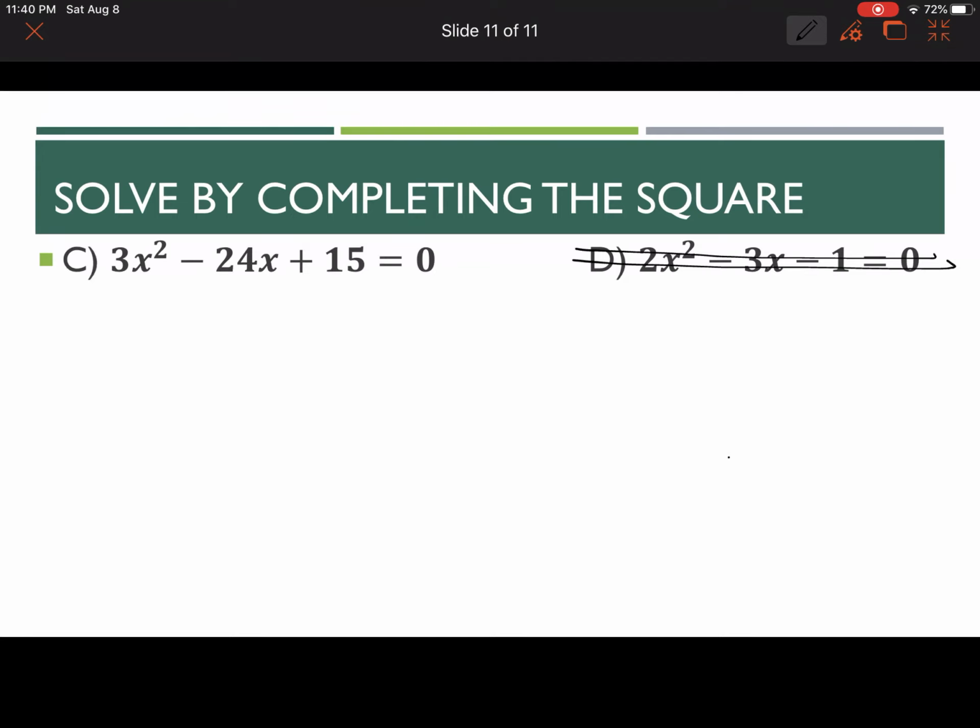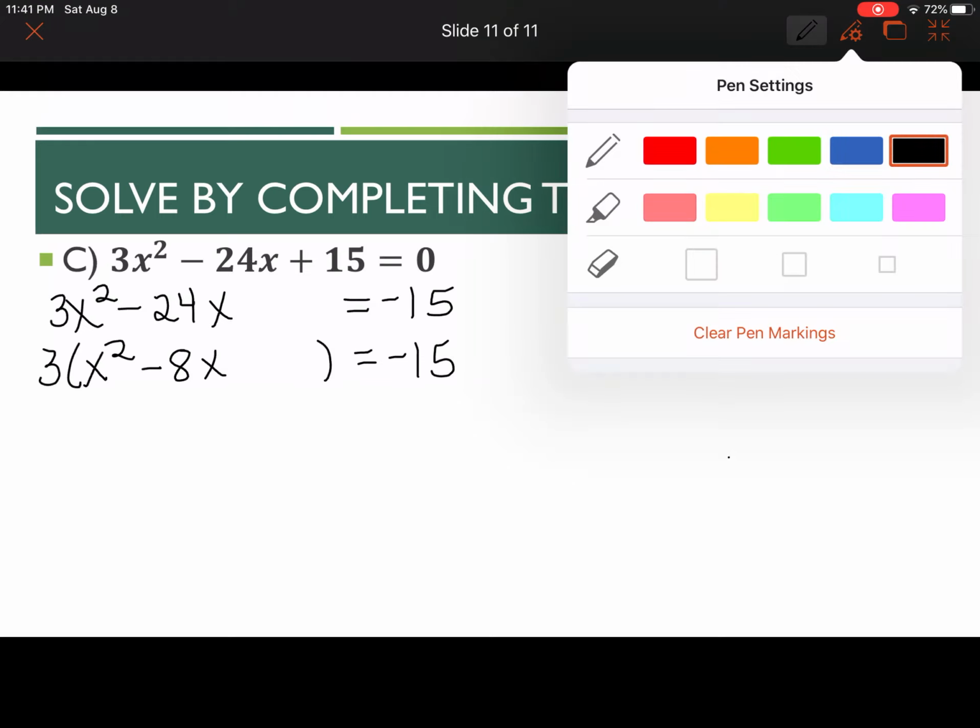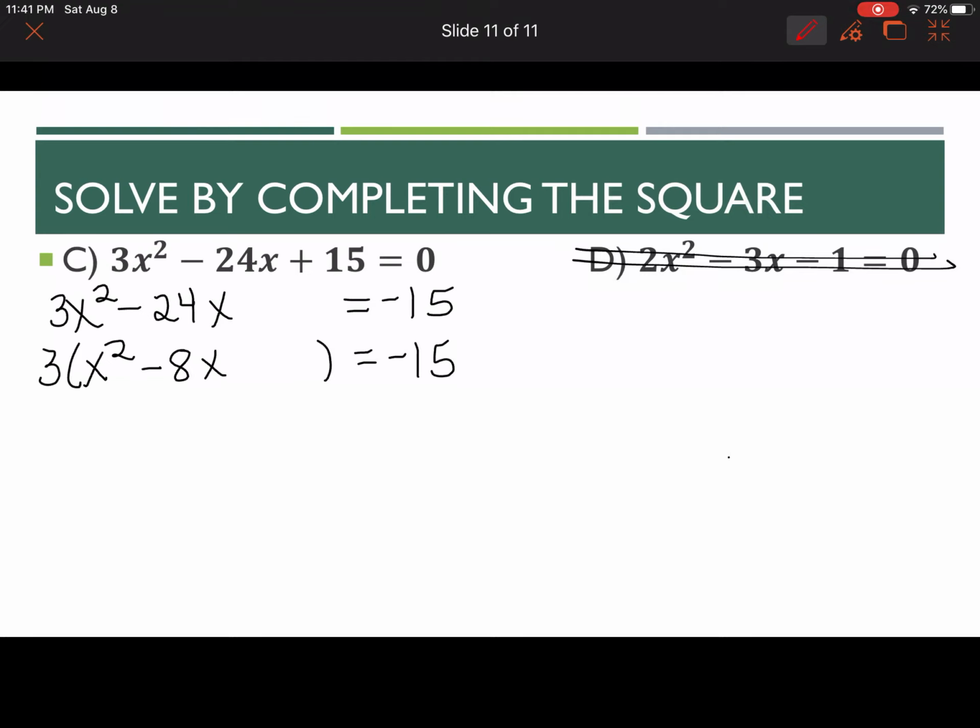We're going to start off by subtracting the 15. So we have 3x squared minus 24x equals negative 15. We have to divide out that 3. And then we're going to take that negative 8, divided by 2 and square. We're going to add that 16 to the left. And on the right, we're actually going to add 16 3 times because of that 3.